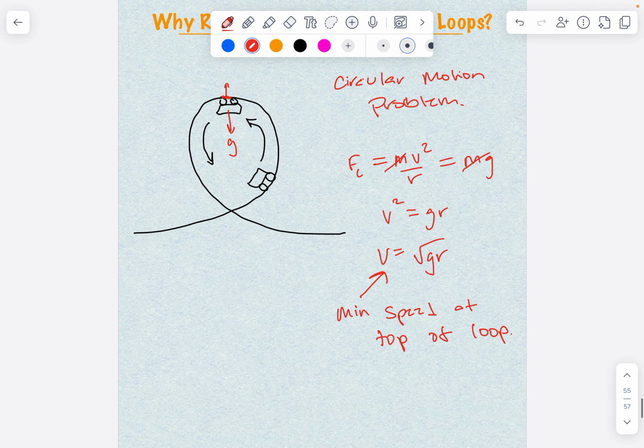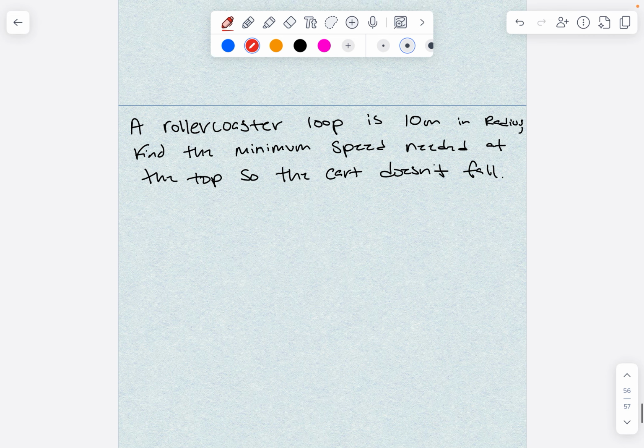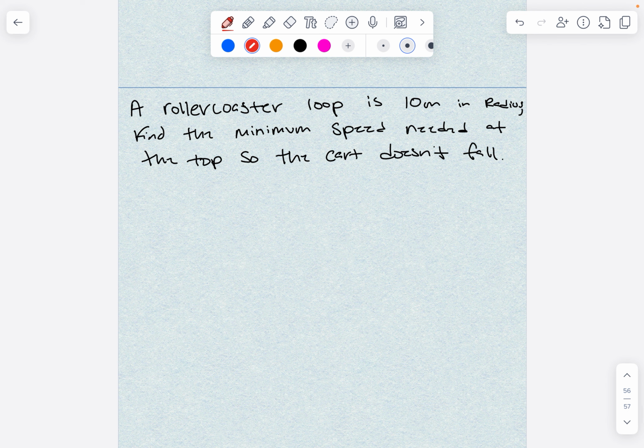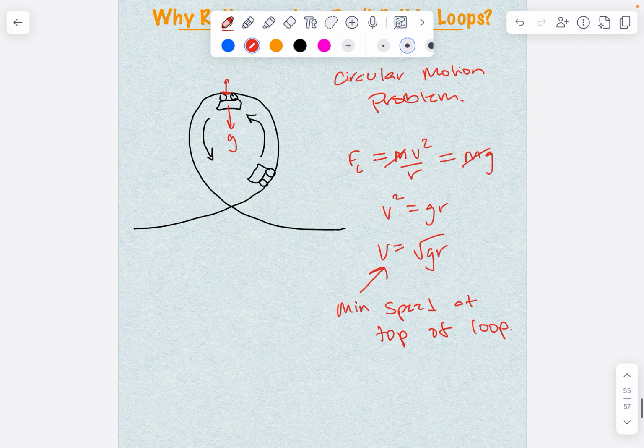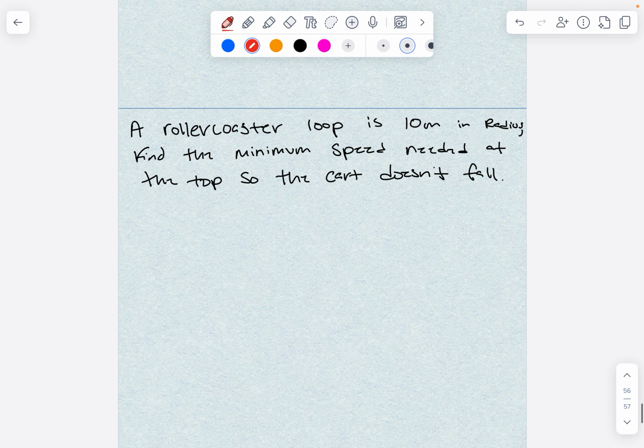All right, let's go ahead and do a quick example, a similar example of this. We have a roller coaster, loop is 10 meters in radius. Find the minimum speed needed at the top so that the cart doesn't fall. So as shown here, the only force acting on the cart at the top is gravity, and we know that gravity is equal to 9.8 meters per second squared.